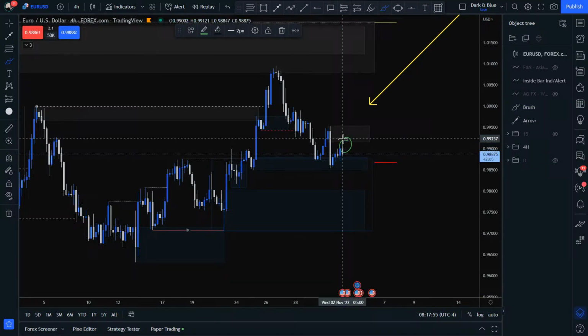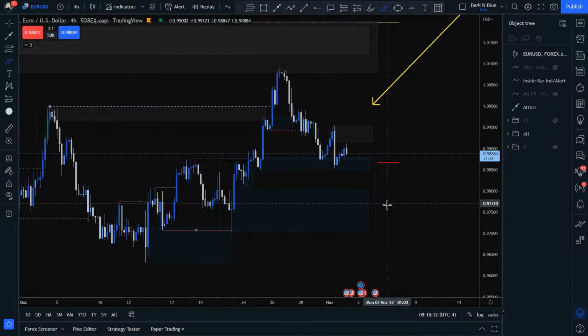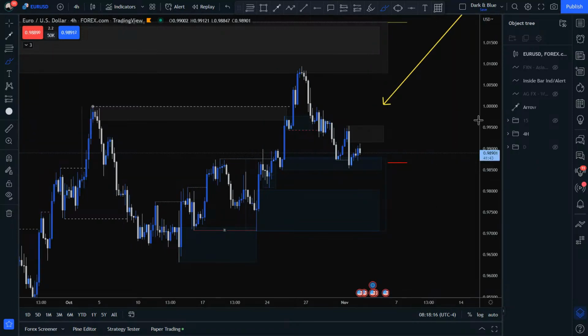I was trying to get live before that candle showed up, so that we can take that thing. But I did post the analysis before that candle showed up in the chat. So go check the section where you see I post analysis. Okay.